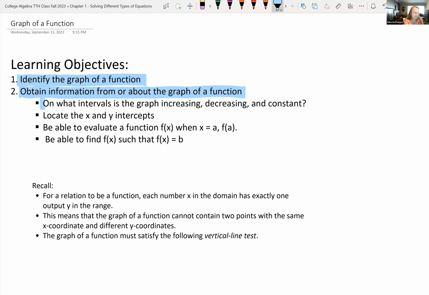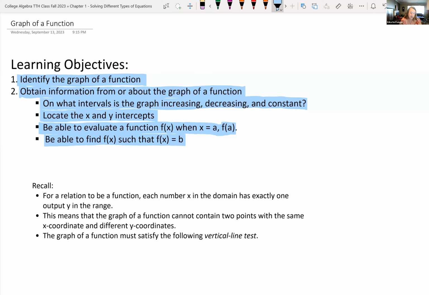For instance, you might want to know, where is the graph increasing, decreasing, or constant? You should be able to look at the graph and locate your x and your y intercepts. You should be able to evaluate a function f of x when x equals a and find out what f of a is by looking at the graph. And then looking at the graph, you should be able to find your x value such that f of x is equal to some number. In this case, let's call it just b.